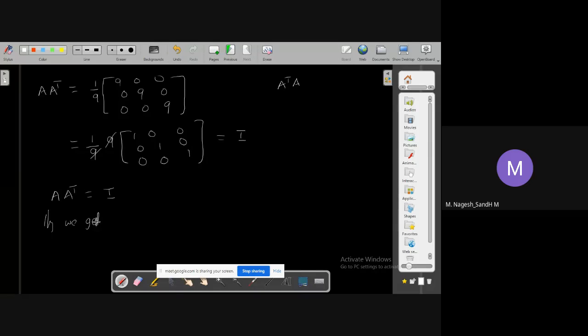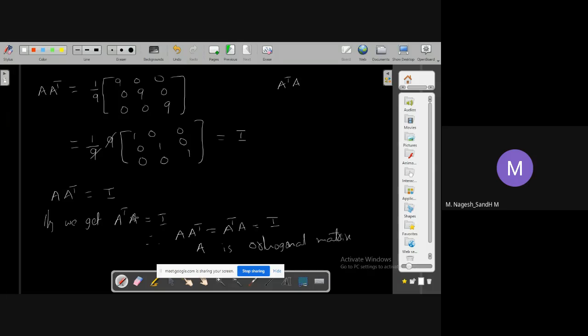Similarly, we get A transpose A is equal to identity. Therefore, A transpose equal to A transpose A is equal to identity. Therefore, A is a what? Can anyone say? A is an orthogonal matrix. Orthogonal matrix.